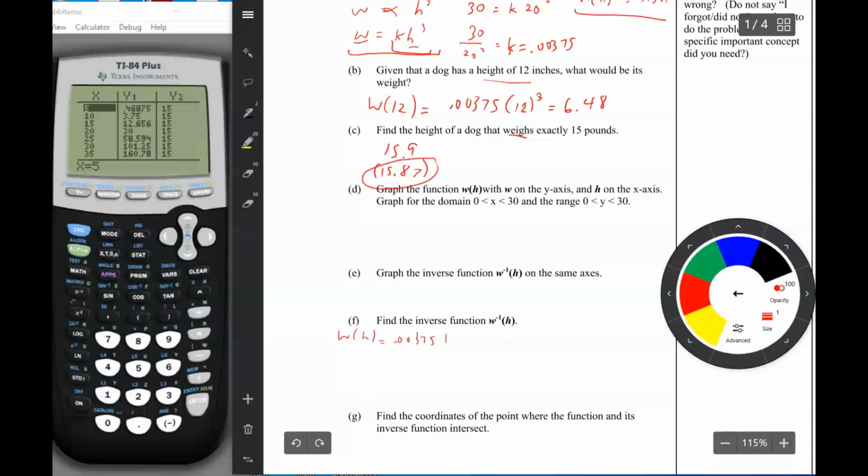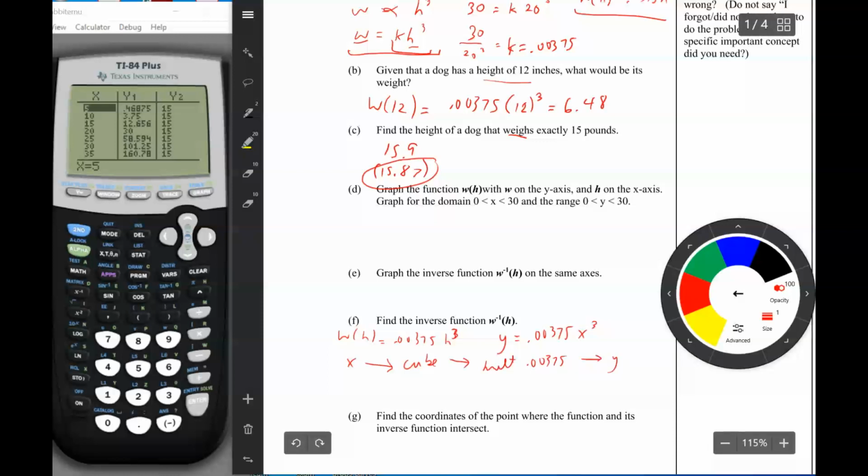0.00375 h cubed, right? So this is basically y equals 0.00375 x cubed, right? So if we were to draw a diagram which shows this process, first we have x being cubed, then we have that being multiplied by 0.00375, and then you get y.